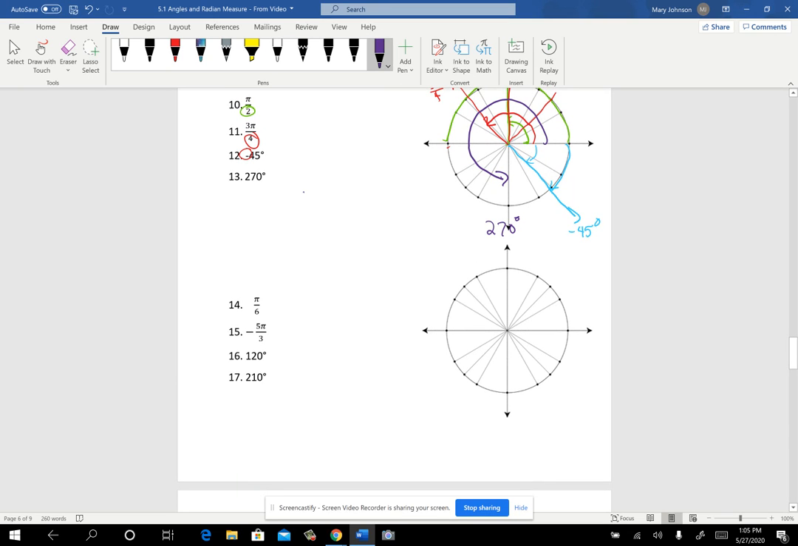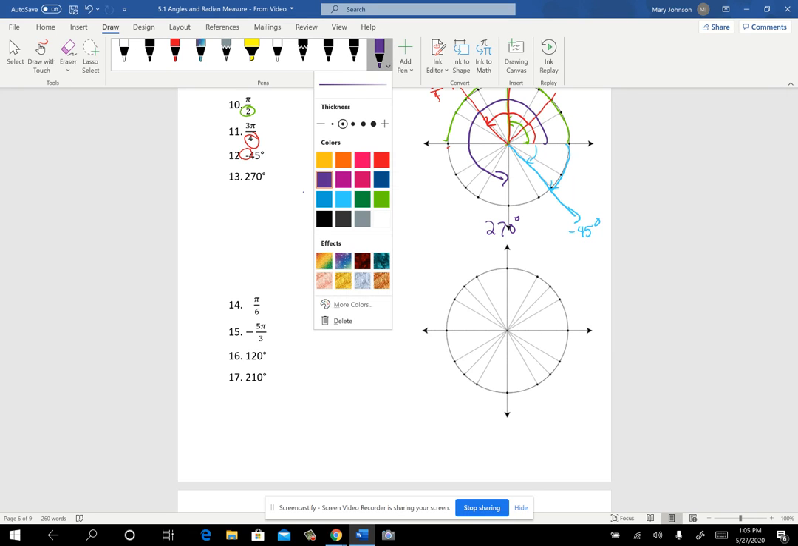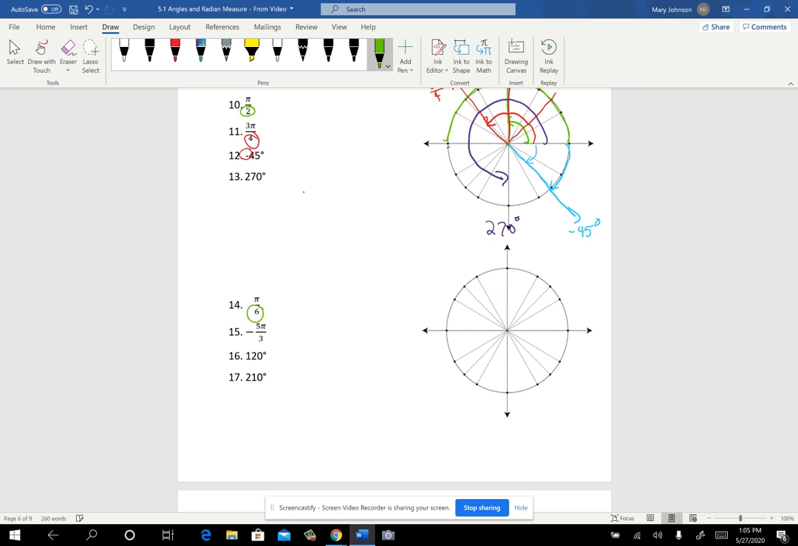Okay, 14 has pi over 6. It has a denominator of 6. So that means when we're looking at this, we want to look at the marks that cut pi into 6 pieces. So there's the marks that do that cut it into 6 equal pieces. You see that? And so if you want pi over 6, that's 1 pi over 6. That would be just this first amount right here. That would be pi over 6.